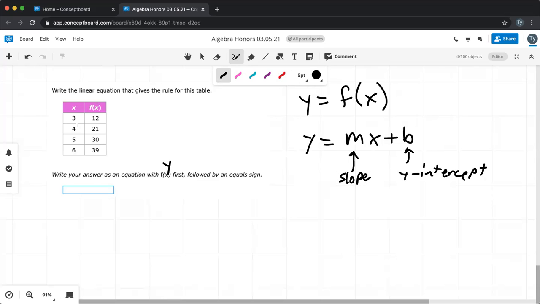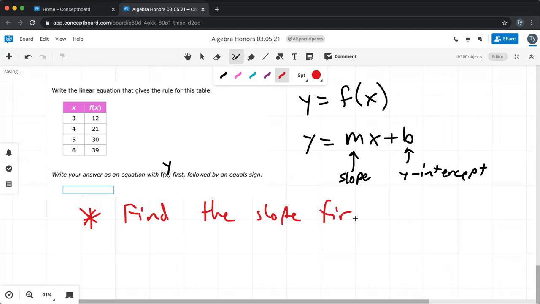This problem's kind of difficult because they don't tell us the y-intercept, right? They don't have x equals 0, and they don't give us the y value for when x equals 0. So we need to find both these things. We need to find the slope, we need to find the y-intercept. Then we just plug them in, and we'll have our answer. Big note here, find the slope first. Once we find the slope, we can work backwards to find the y-intercept, and we'll see what I mean there.